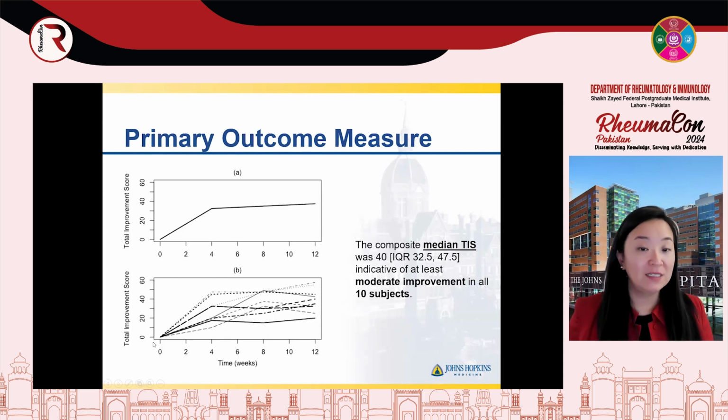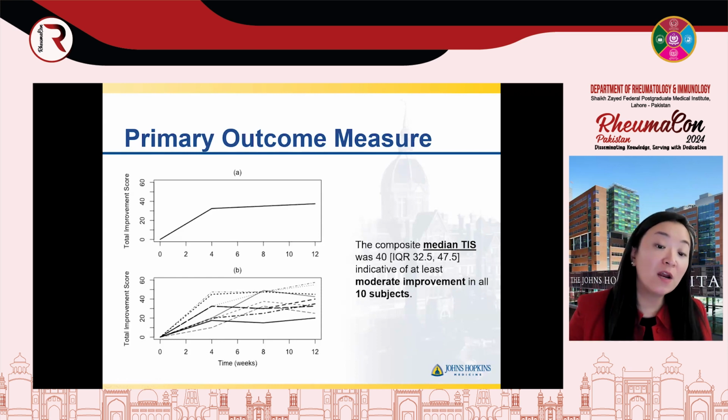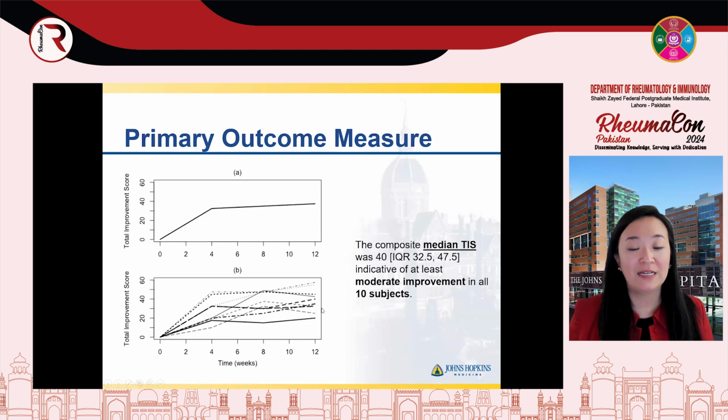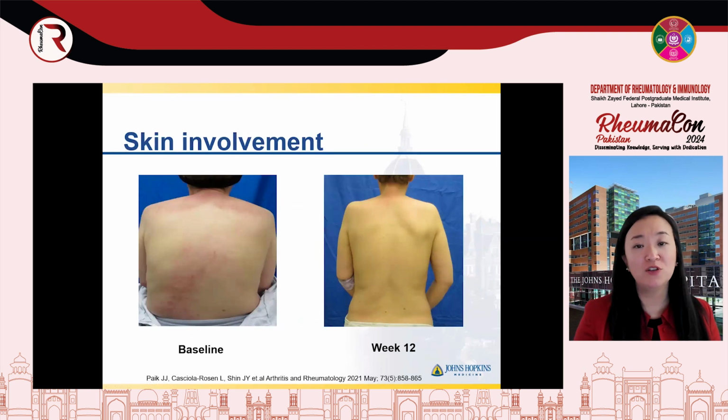Now, I'm not going to say that it was everybody. There was definitely heterogeneity in the total improvement score. Some patients actually had a mild response, but then increased and plateaued out, and other patients had a really rapid response by 4 weeks. And I think a picture is worth 1,000 words.